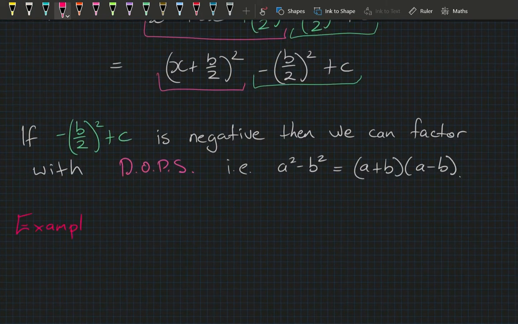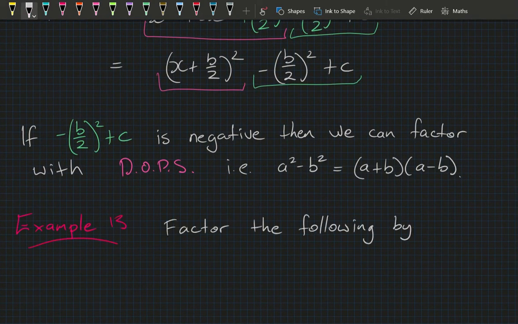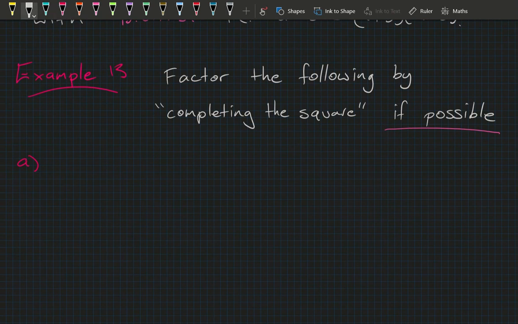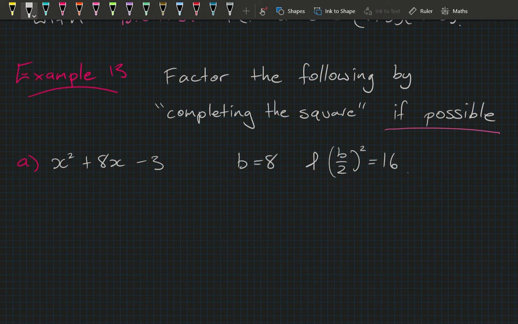Alright, let's go on to example 13, where we're going to factor the following by completing the square, if possible. Okay, and you'll see where it's not possible. Alright, part A, we have x squared plus 8x minus 3. So this means b is equal to 8, and b on 2 squared is equal to 4 squared, which equals 16. So this means that x squared plus 8x minus 3 is also equal to x squared plus 8x plus 16 minus 16 minus 3. Okay, because 16 minus 16 is 0.